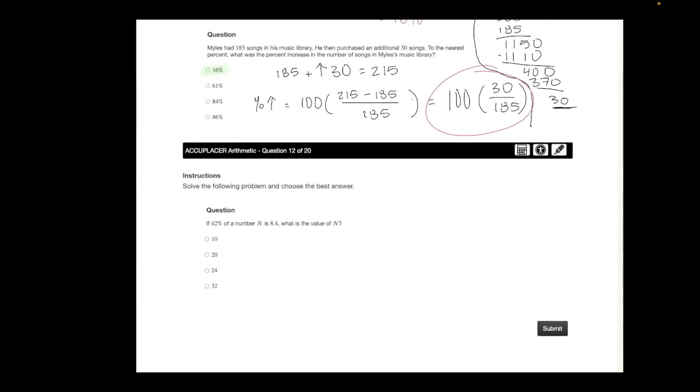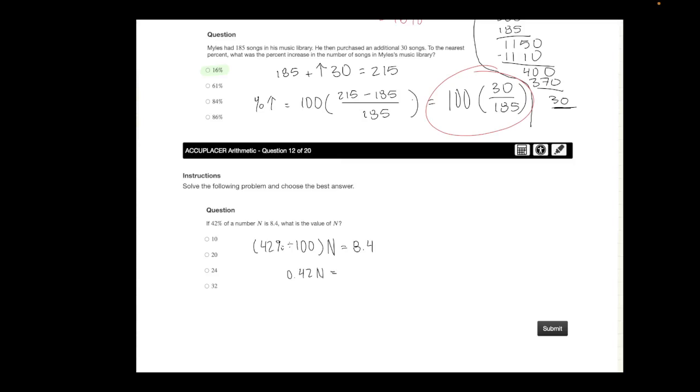Okay. If 42% of a number n is 8.4, what is the value of n? Okay, so again, we have another percentage problem, and this one is going to be set up a bit differently from our other one. So here we have 42%, which is going to be divided by 100, because we can't use this in math. It's going to be divided by 100 times n, which is going to give us 8.4.